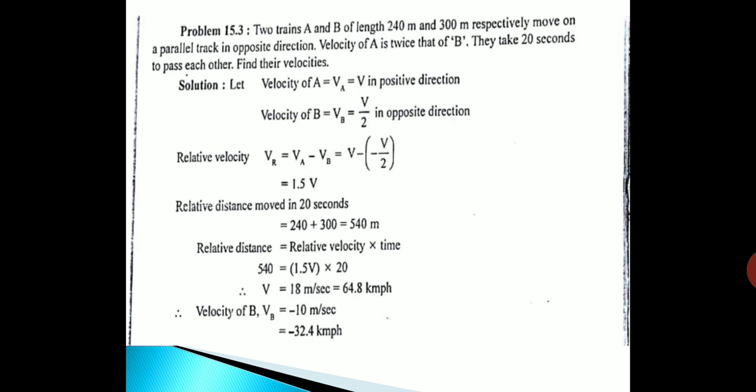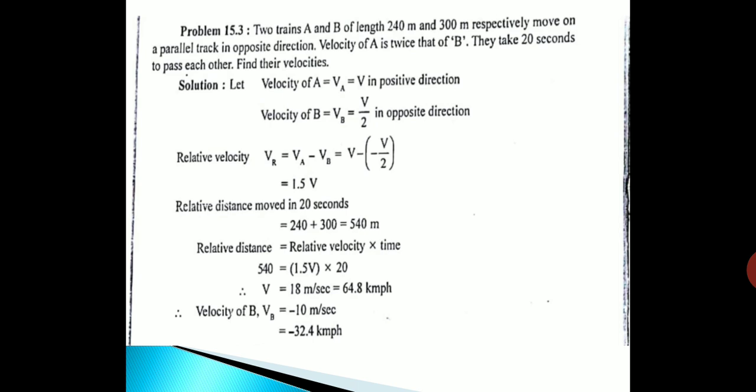So now what data we have here is, we again have 2 trains, train A and B. One is 240 meters, the other is 300 meters, and they are moving on parallel tracks in opposite directions. So note down the change here: the trains are moving on parallel tracks but in the opposite direction. The velocity of A is twice that of B, and 20 seconds is required for them to pass each other.